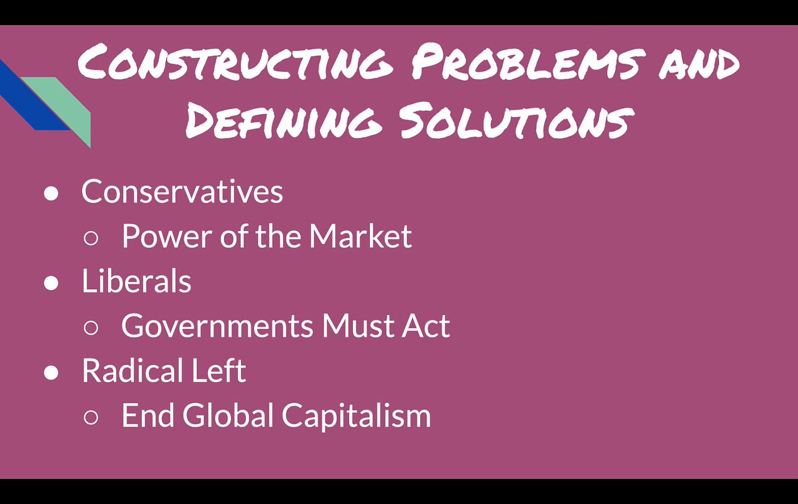So looking at constructing problems and defining solutions, conservatives say that we should look to the power of the market. That capitalism is a great productive power, and that modernization is the solution to global poverty, that things are getting better. While liberals would say the government's got to act, right? Remember, all it means to be a liberal is that you think that change should happen at the government level, right? So creating a law to change something, that's where liberal comes from.